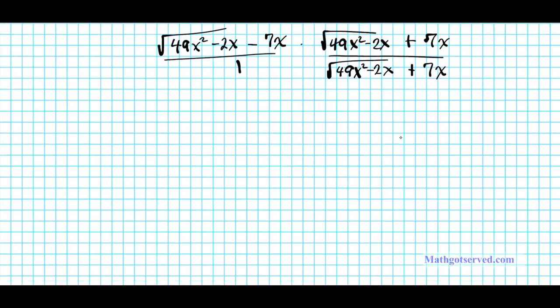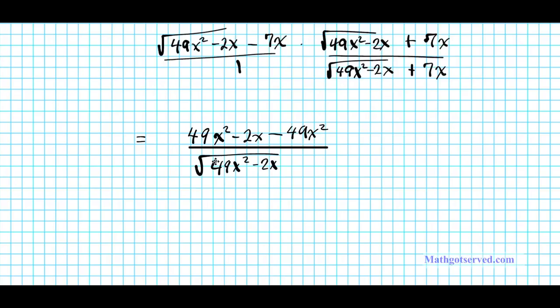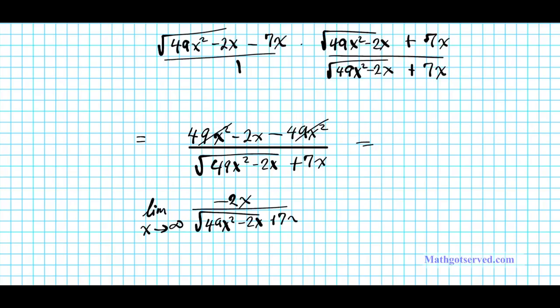When you're done working it out, in the numerator you're going to have 49x squared minus 2x minus 49x squared, and then that entire thing divided by, in the denominator, simply the square root of 49x squared minus 2x, plus 7x. In the numerator these cancel out, and what we'll be left with is the limit as x approaches infinity of negative 2x over the square root of 49x squared minus 2x, plus 7x. So we're going to look at the fastest growing terms on the top and on the bottom.